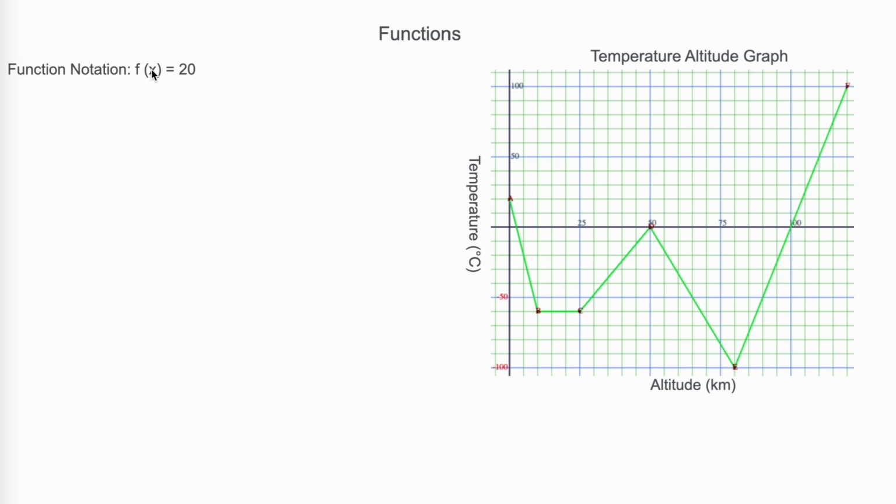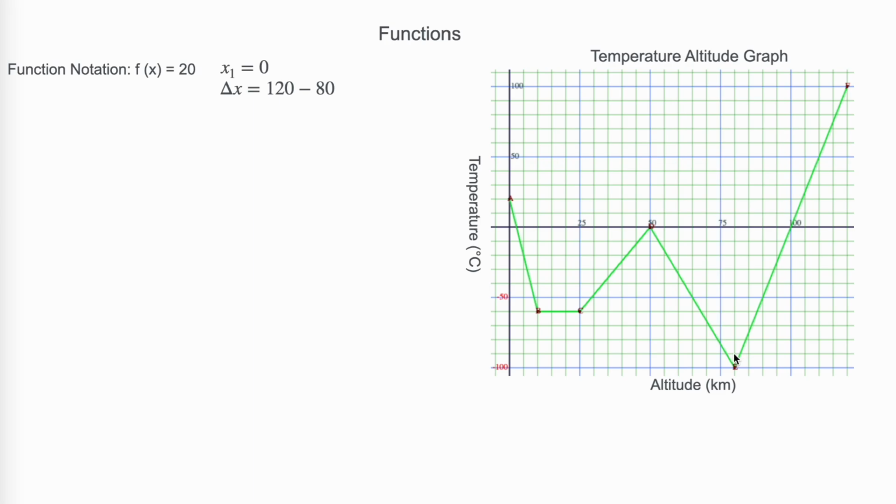Function notation. When is f of x equal to 20, or when's the y value equal to 20? Well, it's equal to 20 here, but it's also equal to 20 there. This one's pretty easy. We can just read it off the graph. When the y value is 20, the x is 0. We can just read that off. Or x1 is 0. For x2, we're going to have to find the equation of this line.